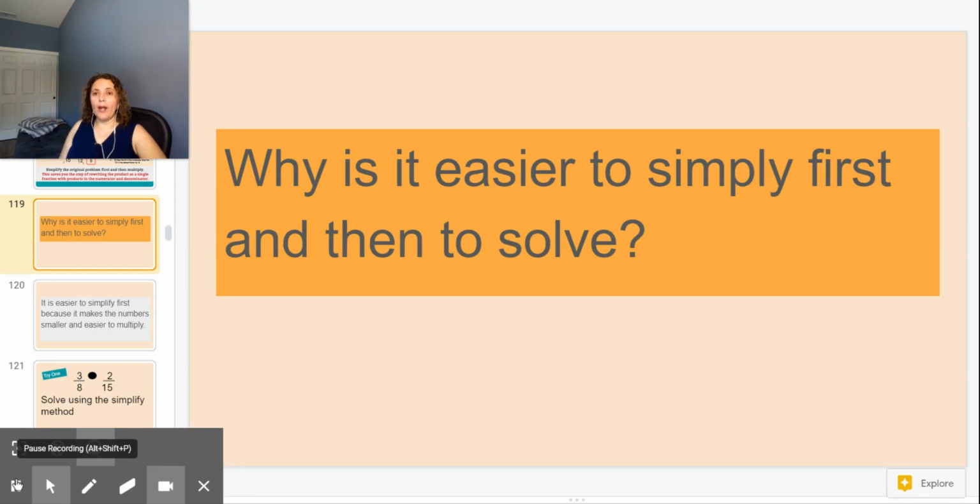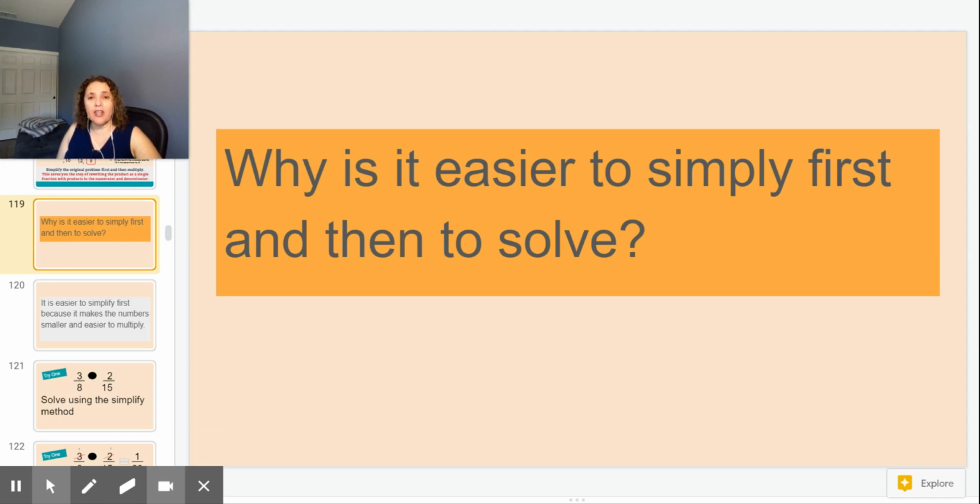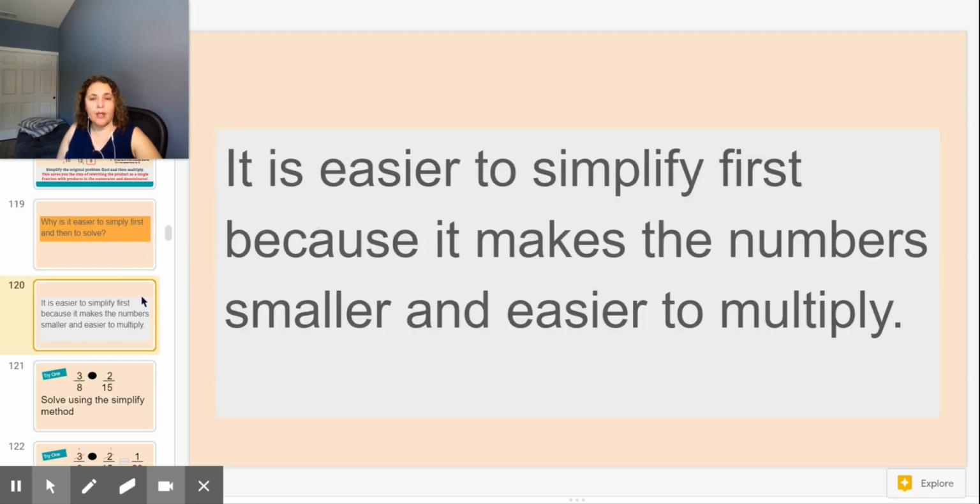So let's think about the examples we've been through. Why is it easier to simplify first than to solve? Think about it. Then come back to me. So it's easier to simplify first because it makes the numbers smaller and easier to multiply. Then you don't have to try to find a common factor, right? When we had, was it 15 and 120, I believe? Then you don't have to worry about trying to find a common factor for both of them.